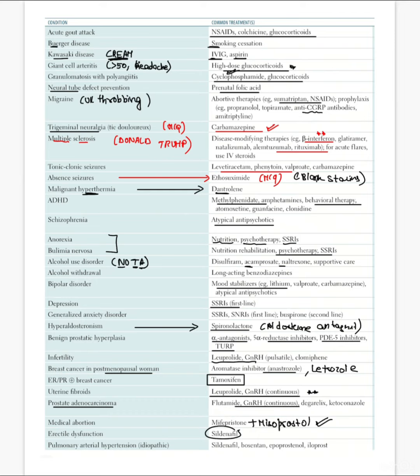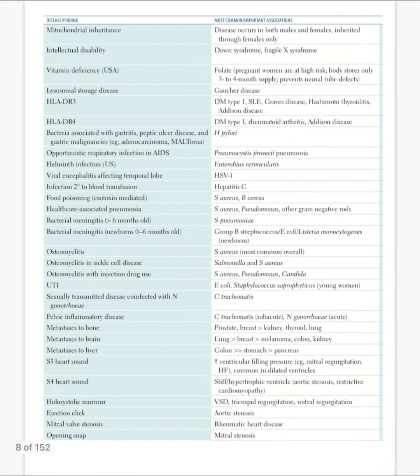Then erectile dysfunction, guys, we'll use sildenafil. Then pulmonary artery hypertension, where the pressure increases more than 25. Okay, so we can use sildenafil, epoprostenol can be used. These are two other main drugs, guys. Okay, then mitochondrial inheritance, the disease which is inherited through the mother, guys. Okay, so if the mother is affected, both males and females are affected. Inherited through females only, guys.